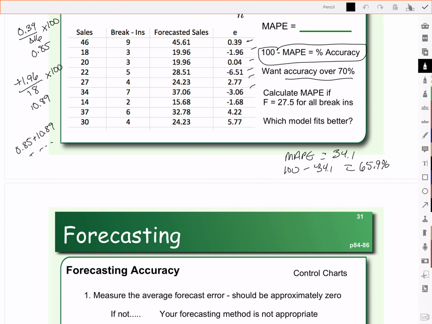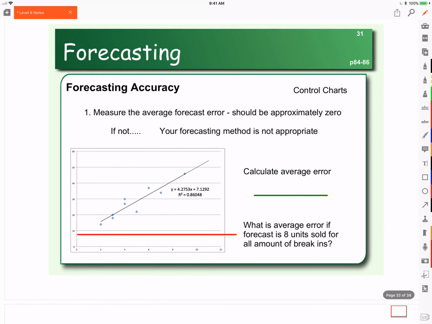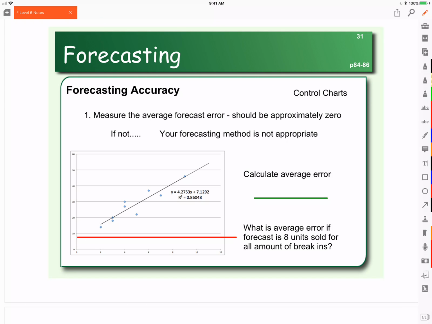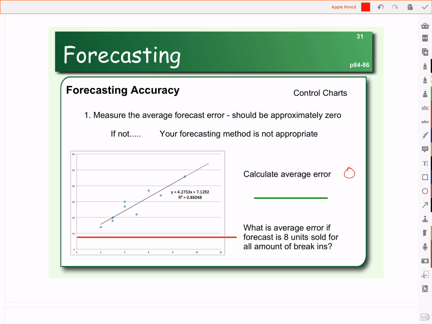Now, when we are looking at how accurate our forecast is, we can create what is called a control chart. So what we're looking at is the errors, and are those errors what we think they should be? Well, on average, your errors should be 0. If you have a line of best fit that's in between your data points, then sometimes your actual data is going to be over, and sometimes your actual is going to be under. On average, it should be 0.